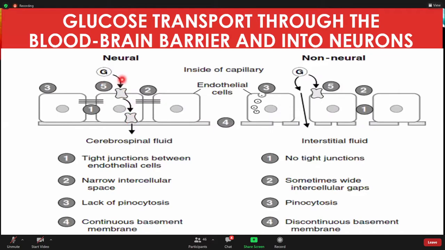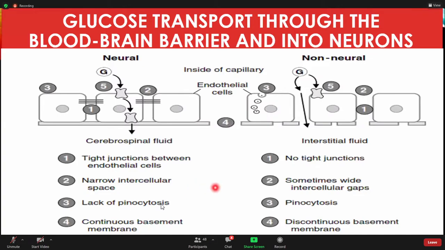If you follow these keywords or key points, you can see there is a tight junction, more abundant in the neuron tissues. Number two, you can see the narrow intracellular spaces compared to the non-neural tissues, and lack of pinocytosis process, which is available in other types of tissues, and continuous basement membrane. As we mentioned before, there are no spatial gaps here, but we have them in other types of tissues, and the glucose transporters are found on both basement membranes. This is due to the sensitivity of such kind of tissues.